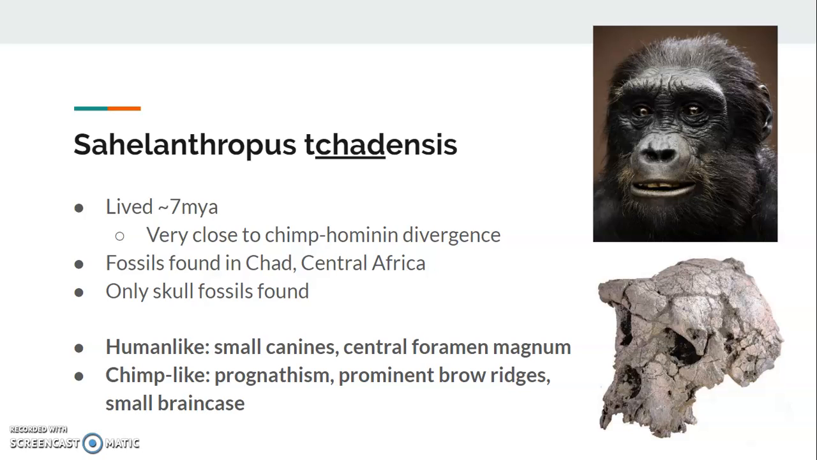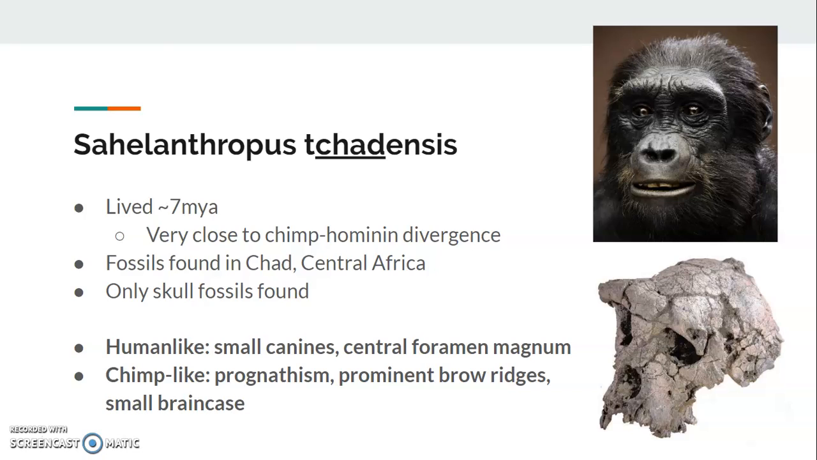Sahelanthropus tchadensis is one of our very first ancestors that emerged after the divergence from a common ancestor with chimpanzee. Tchadensis was found in Chad, which is in Central Africa, and only skull fossils were found.